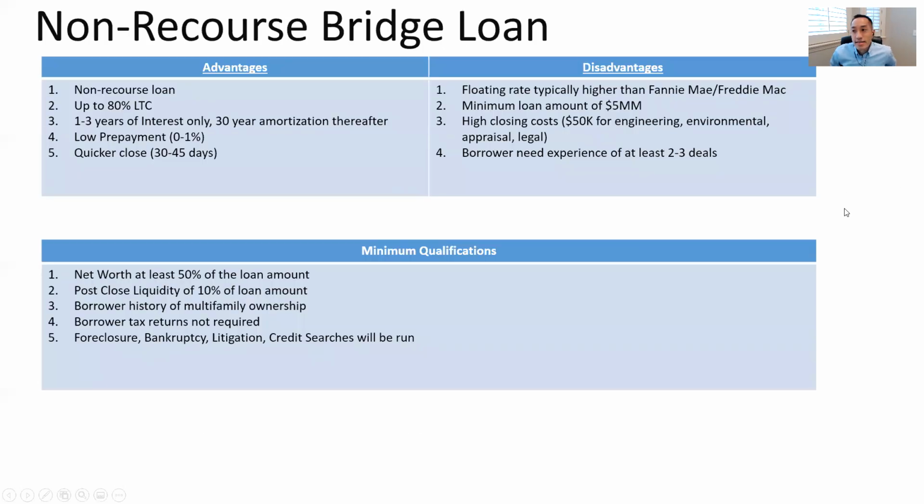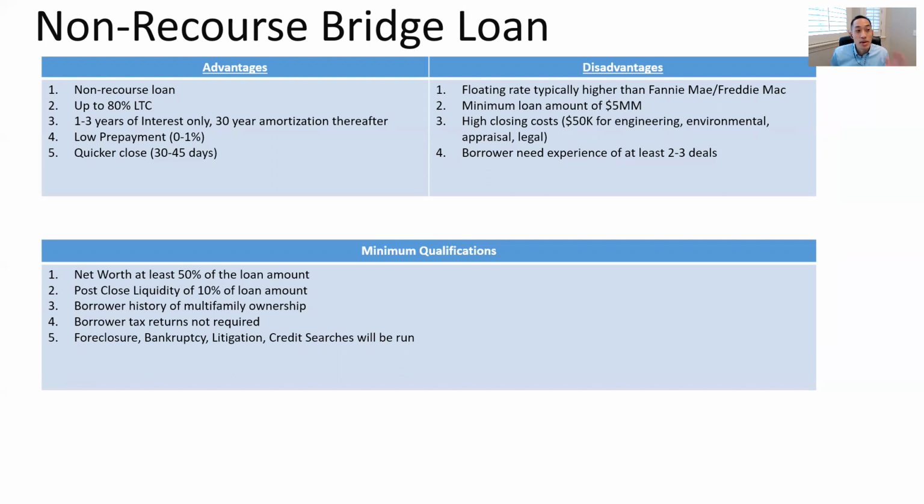All right, so this is pros and cons of non-recourse bridge loans. Let's start on the pros, right? So you can get up to 80% loan to cost. Some people are even going higher, 85% loan to cost right now. 1 to 3 years IO. So that's essentially full term, right? Because the loan term is typically 3 years, and then it's 30-year AM after that during the extensions.